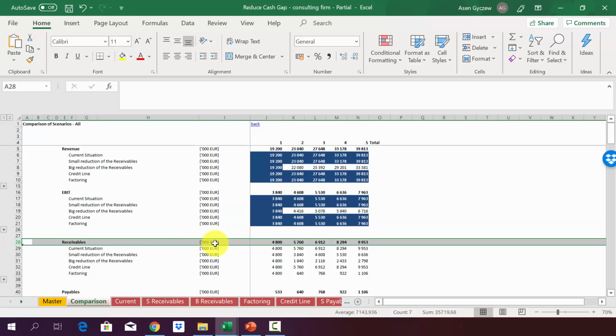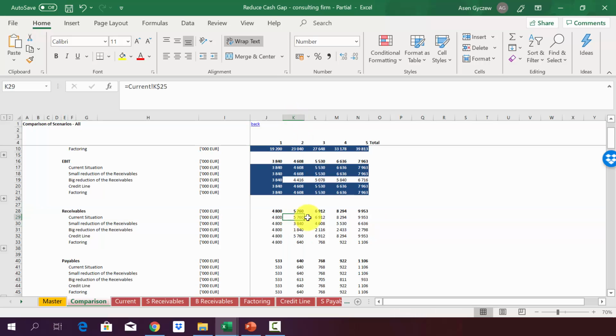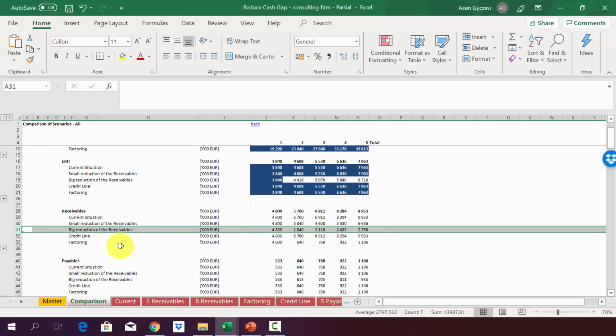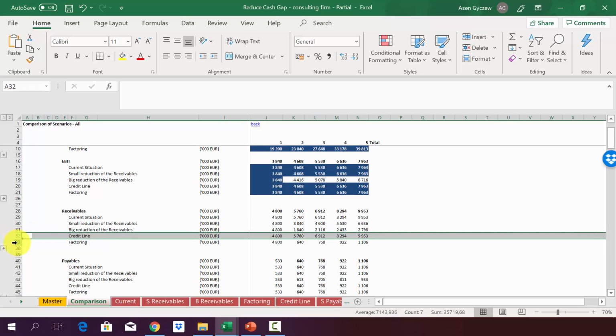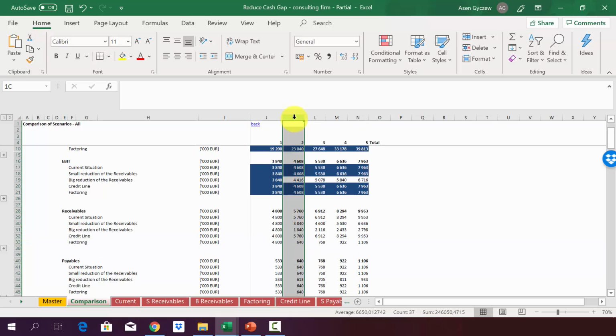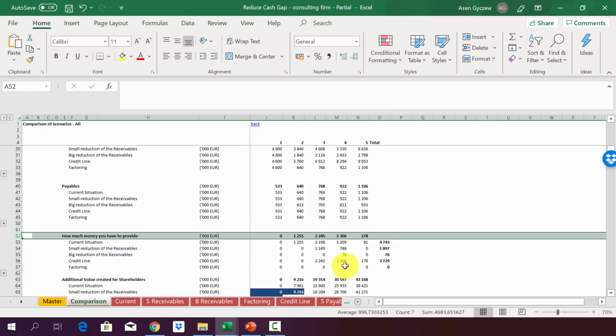The receivables obviously will have different values for different scenarios. So for example, for year 2, we can see that currently we would have 5.7 million. Now, if we ask our customers just to slightly reduce the receivables, it goes down to almost 4 million. With big reduction, it goes down to 2 million. Credit line obviously does not impact the receivables. And in terms of factoring, it goes down to 640,000 in year 2. Payables don't change, and what will change obviously is the amount of money.